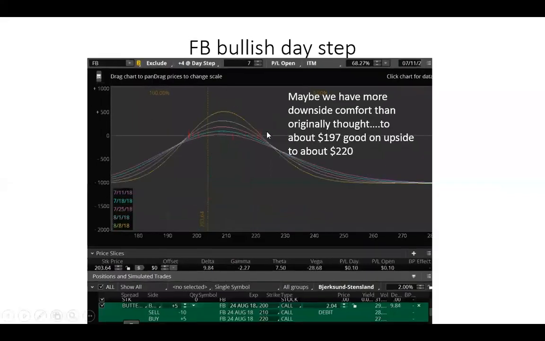And so another way to look at this, in Thinkorswim, they have these day step lines. And so each one of these lines represents one day, each one of these lines represents 7 days. So I put this trade on for August 24th, and you can see the range of possibilities of where you could make money. So for a $1,000 trade, you could easily make 500 bucks. Not so bad.